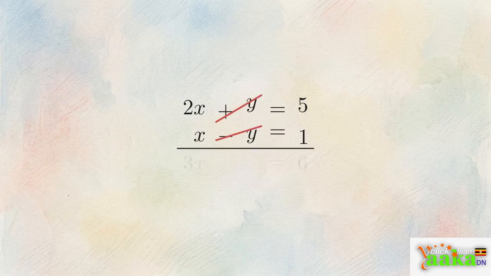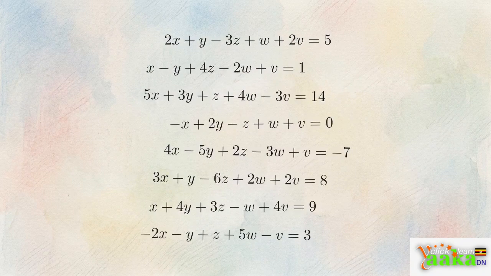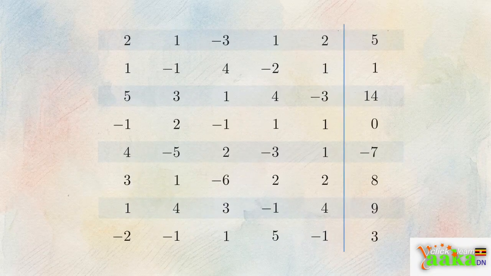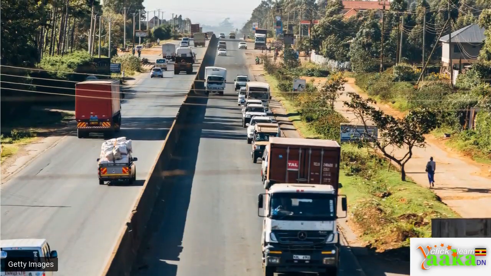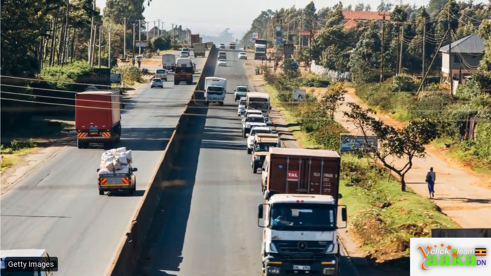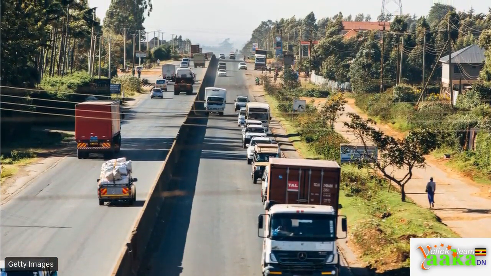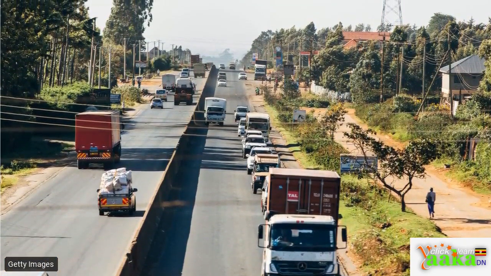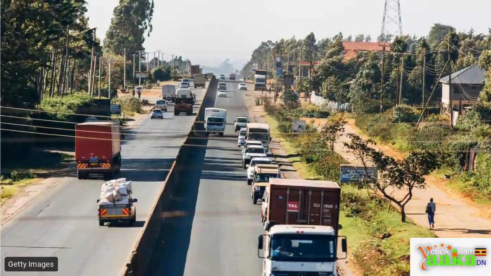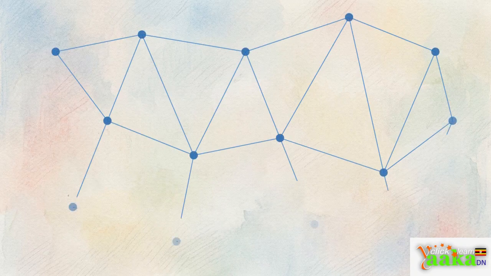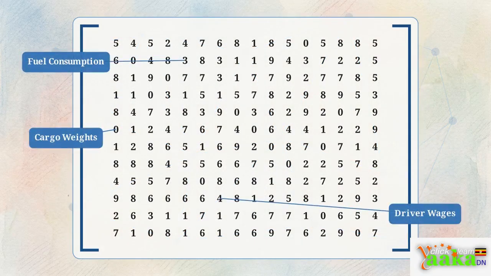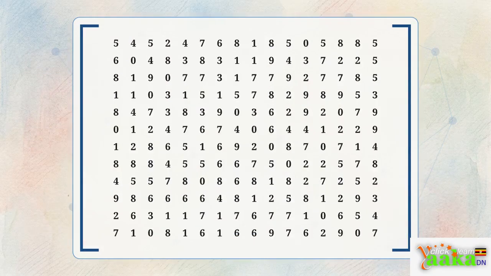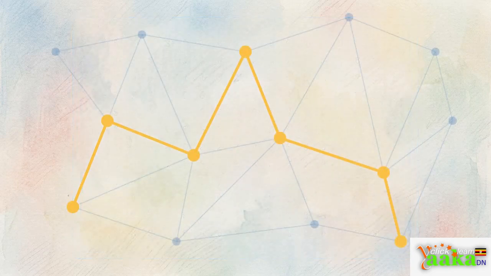Substitution and elimination are effective tools for solving simple systems. However, as variables multiply, we require the systematic structure of the matrix method. A transport fleet operating on this highway manages dozens of variables simultaneously: fuel consumption, toll fees, driver wages, and cargo weights for every vehicle. The matrix method converts this entire logistics network into a standardized grid, allowing software to calculate the optimal path for all 50 variables in microseconds.